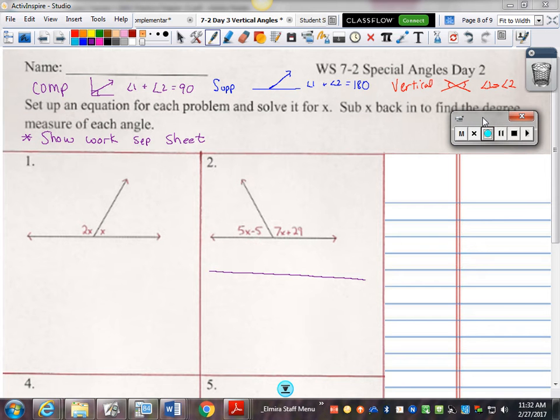Okay, so if I am doing number 2, I am looking at which vocabulary word this represents. Well, this represents supplementary, so I'm going to put supplementary. And that told me that one of the angles plus the other angle equals 180. So I've got that all set up. How I wrote it here is how I'm going to write it on my paper. And right now I'm going to switch to lined paper.